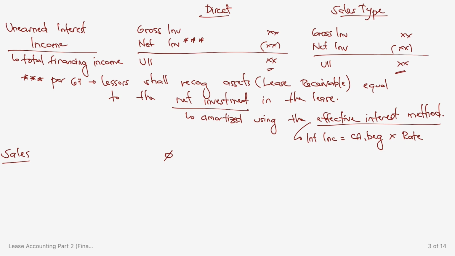But under the sales type lease, sales will be equal to what? This will be equal to the net investment. Again, this will be equal to the net investment or fair value of the asset, whichever is what?